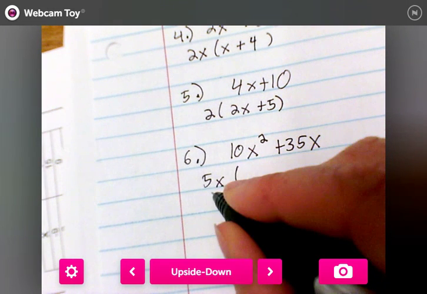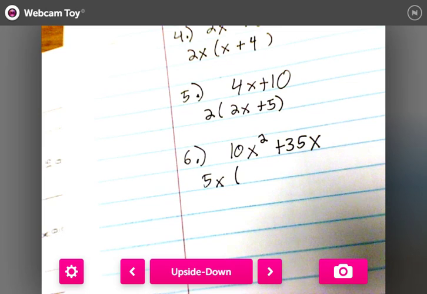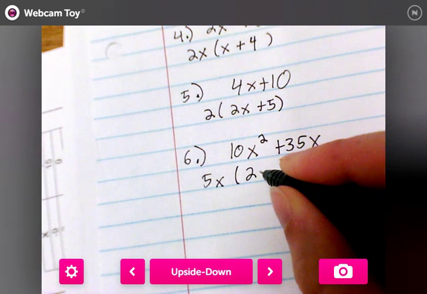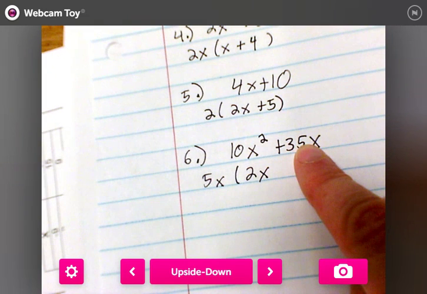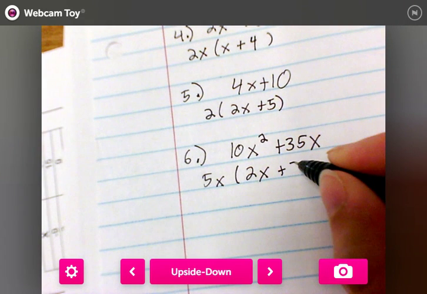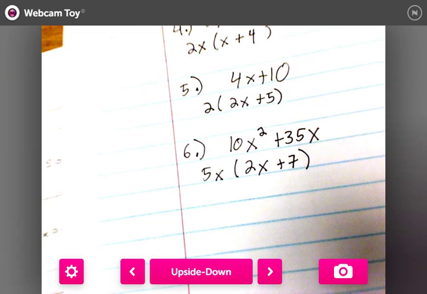5x times what gives me 10x squared? 2x, good. 5x times what gives me 35x? 7. So far, so good? Okay, moving on to 7 then.